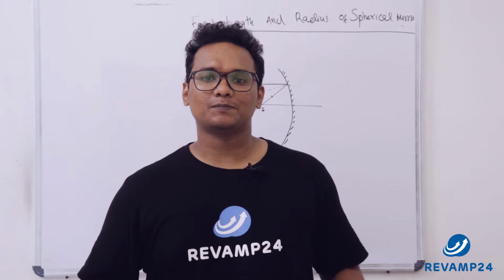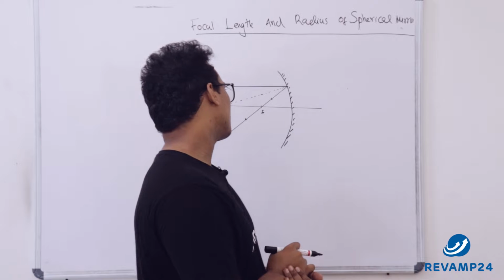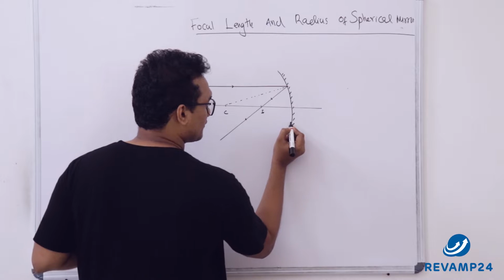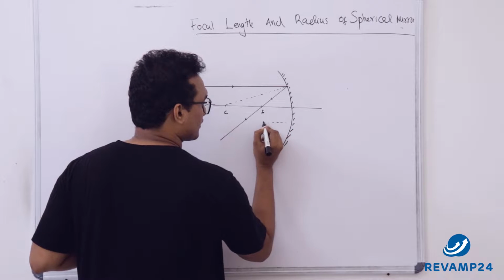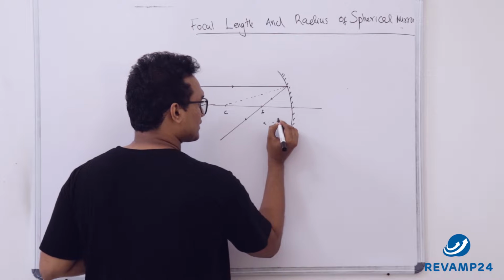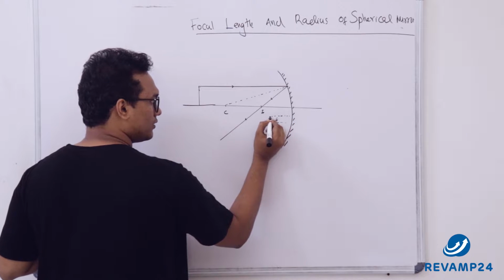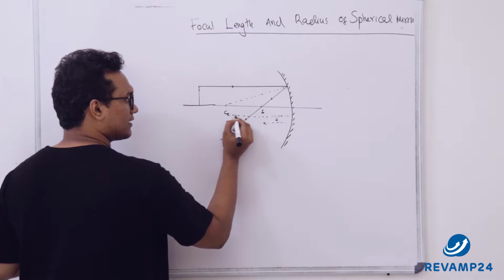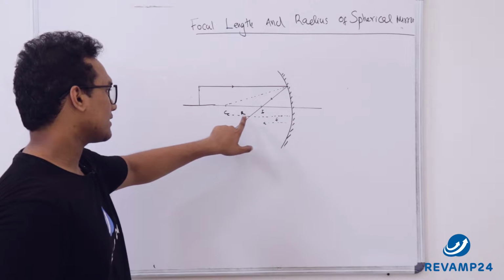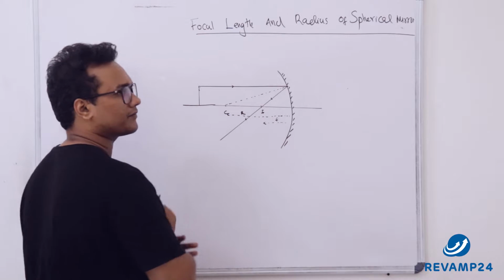In this video, I will explain the relation between focal length and radius of curvature. Now, focal length is the distance measured from pole till focus. This is the focal length f. Now, the distance measured from pole to center of curvature is the radius of curvature. So this is the focal length and this is the radius of curvature. Now we need a relation between R and F.